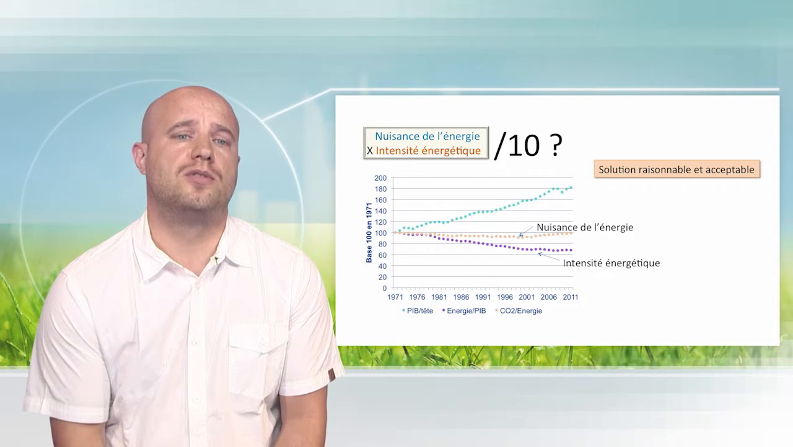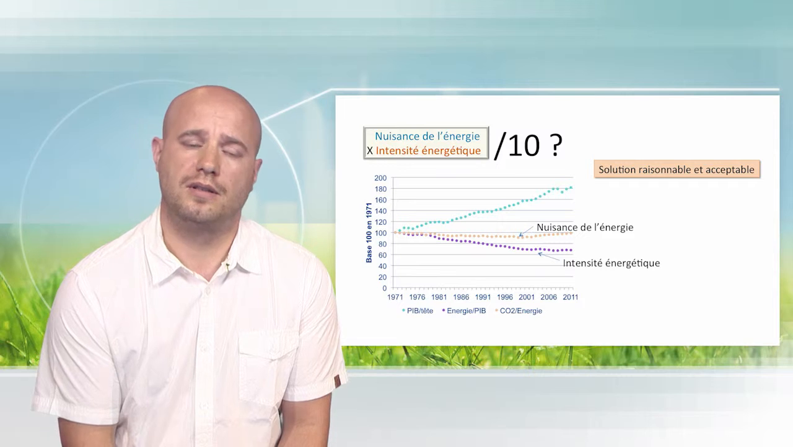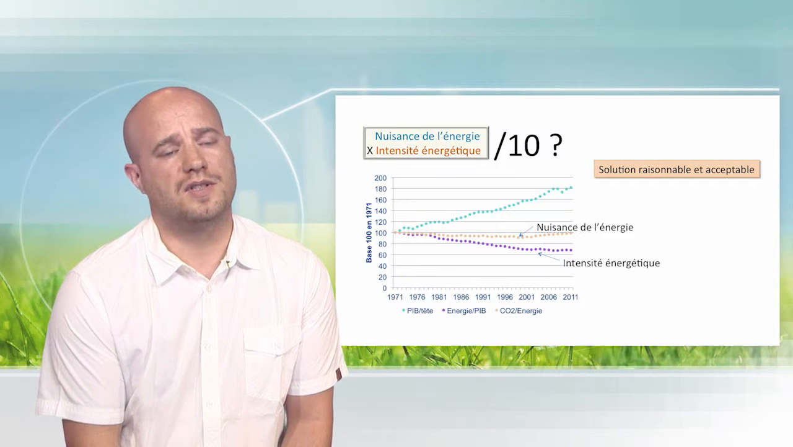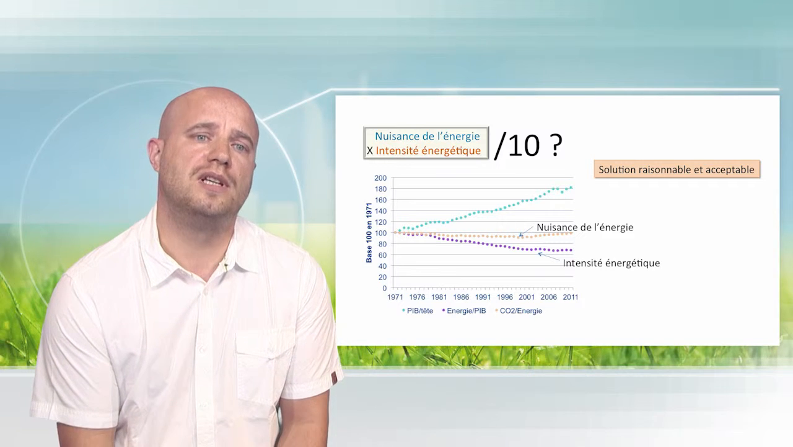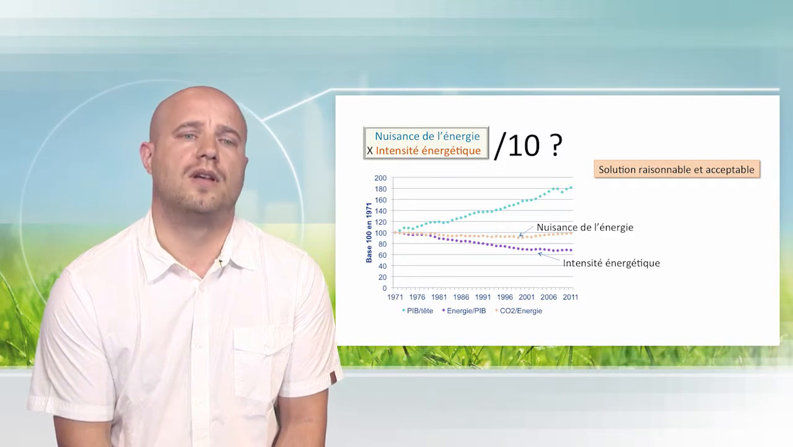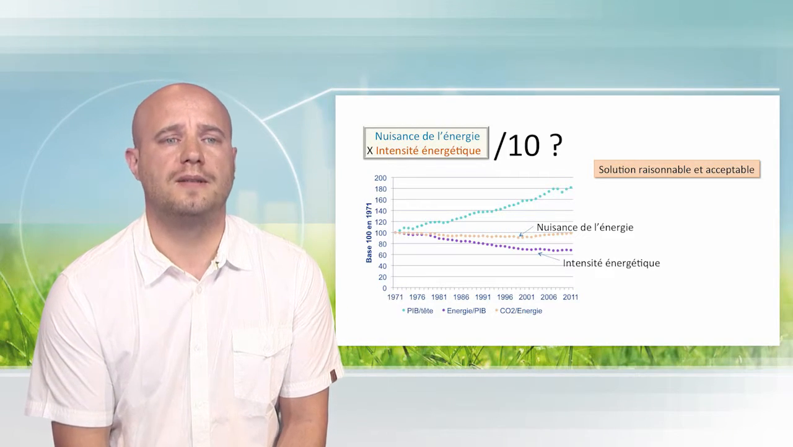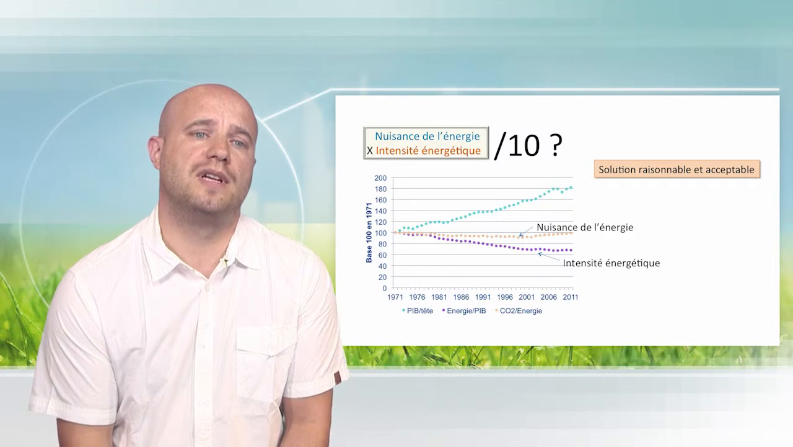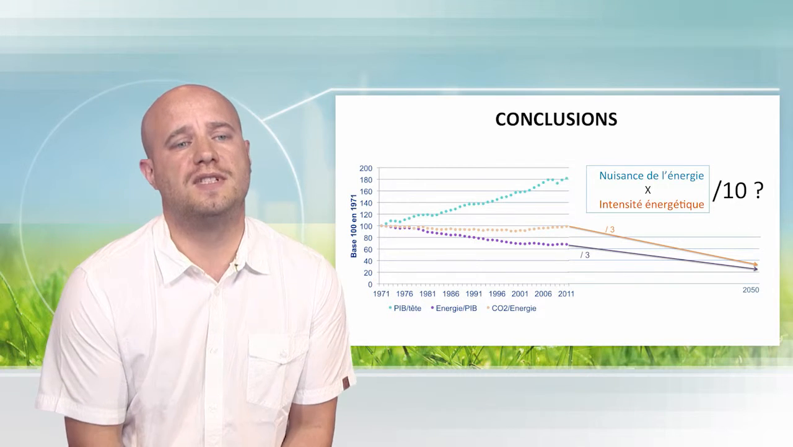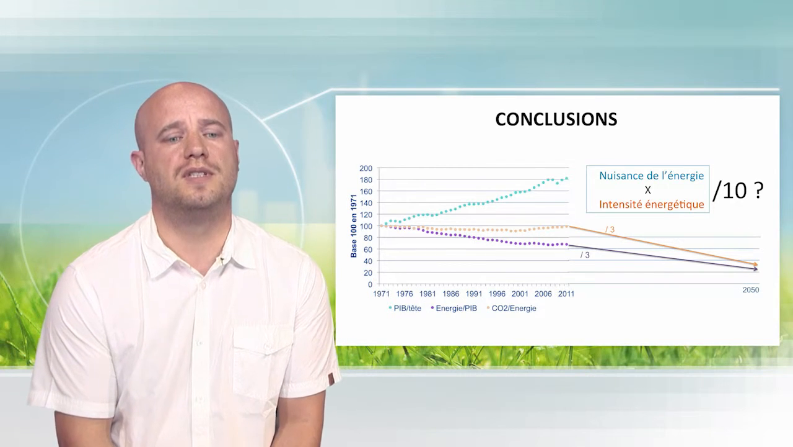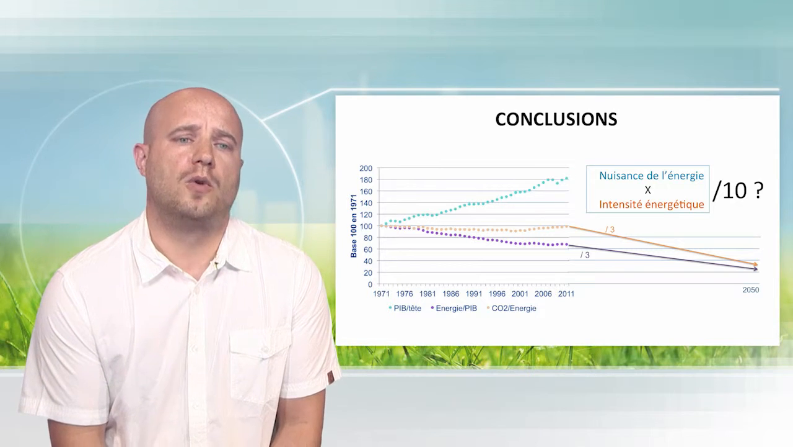If you look at history, ever since the 70s, energetic disturbance has been stagnating. The intensity of energy has been reducing until the 70s and stagnating recently. How do we reduce those two parameters? Say we want to reduce the two parameters by a factor of 10. It means that for each parameter with a factor of 3, this is the way the curves should look between now and 2050. This is obviously not what we're currently doing.